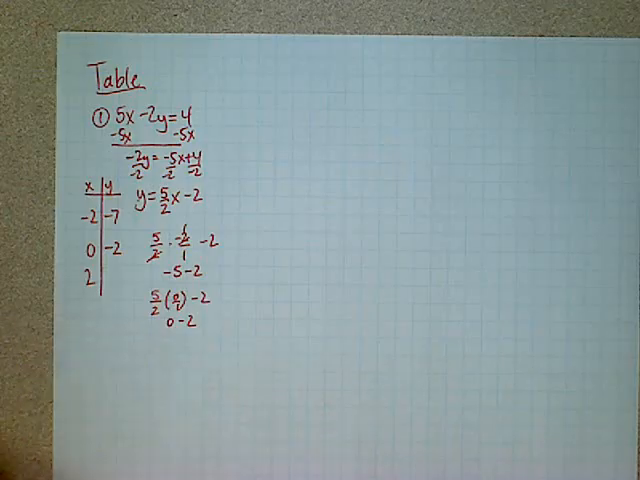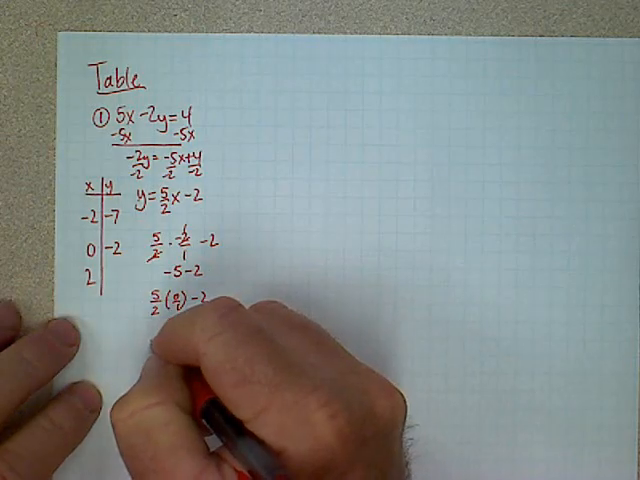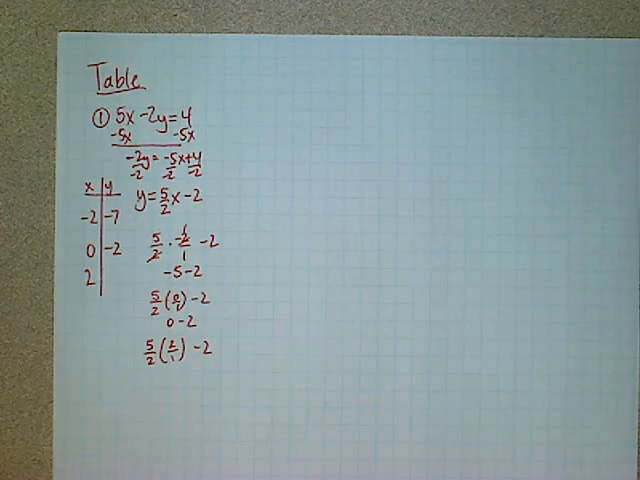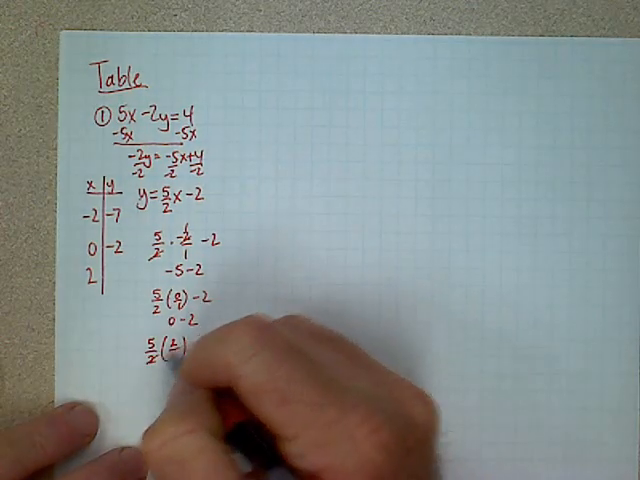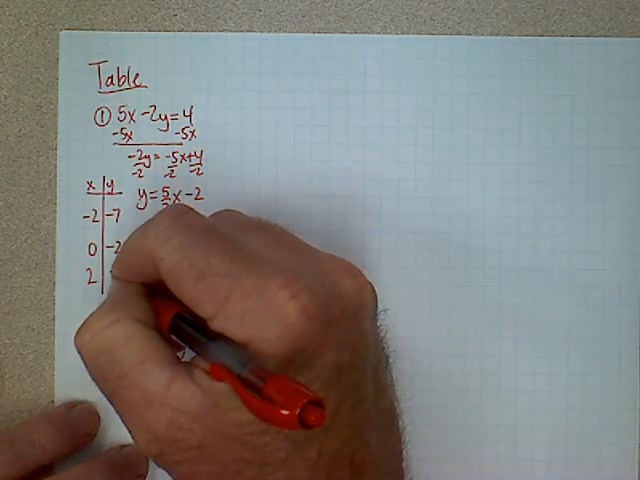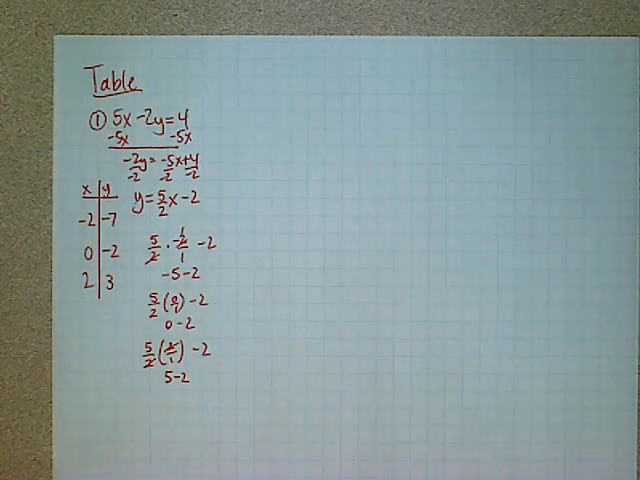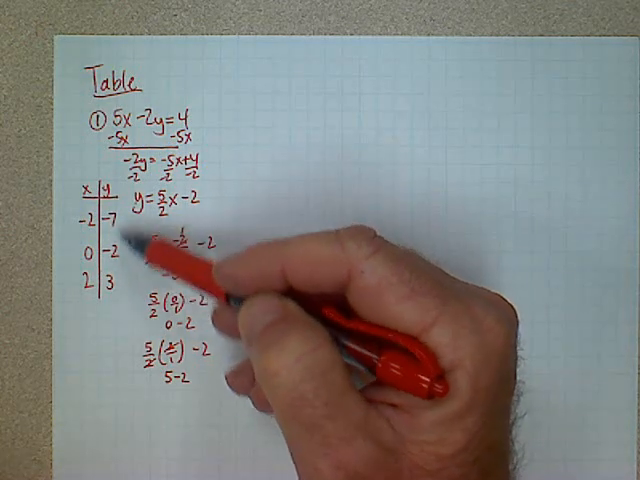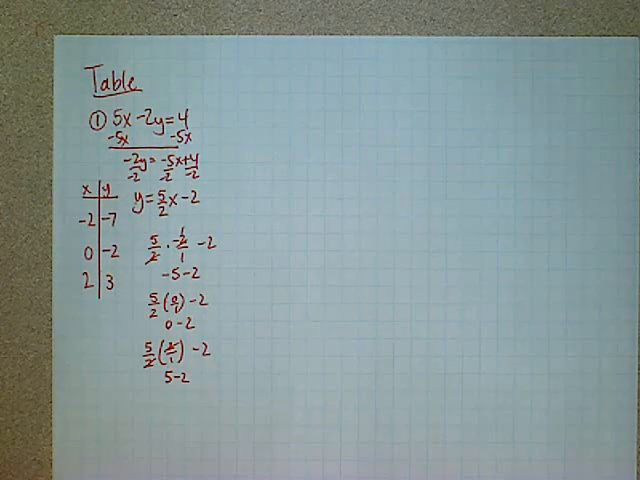Last one you need to plug in is the 2. So you're going to do 5 over 2 times 2 over 1 minus 2. 2's are going to cancel out. And we've got 5 minus 2. That answer is 3. And you can see where that table is going in a consistent pattern. Negative 7, negative 2, 3, increasing by 5 there as you go.